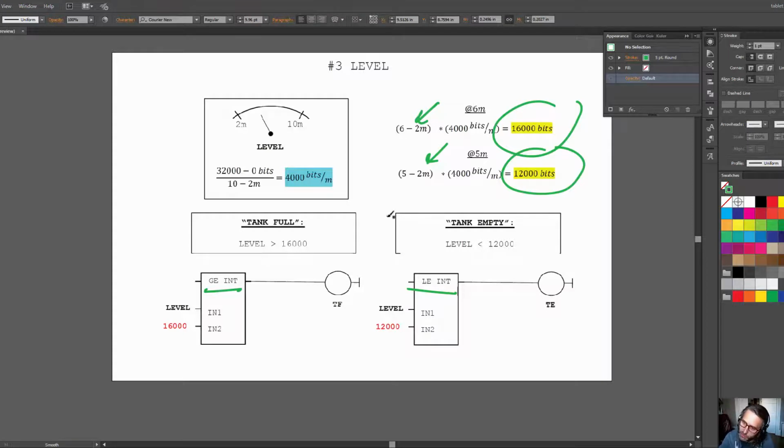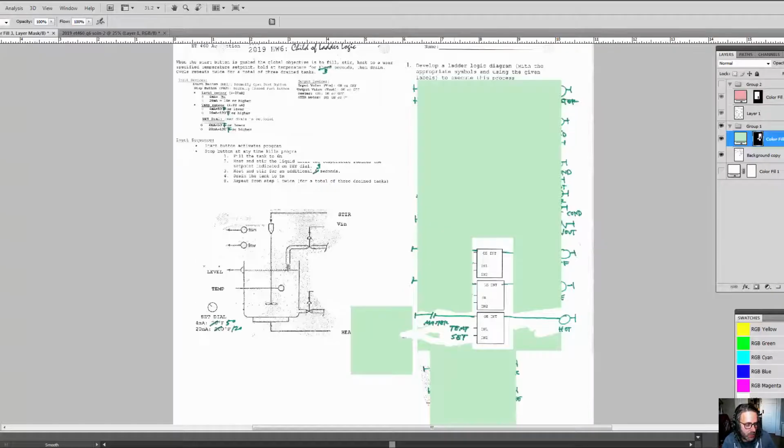The only thing you have to be aware of is that these work differently than natural level sensors. The TE sensor is going to give you a true when the tank is empty. It's going to give you a true when the level is less than the equivalent of 5 meters. So you just have to keep that in mind when you're doing this ladder. So let's go back to the ladder, and that's what these are.